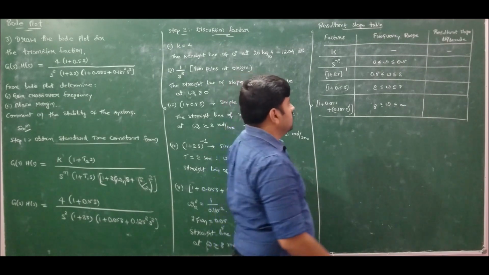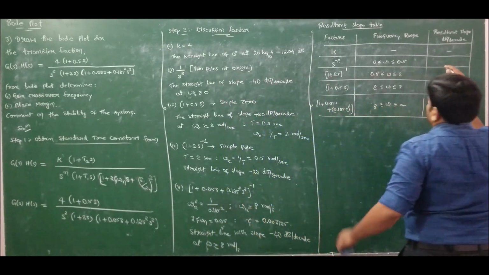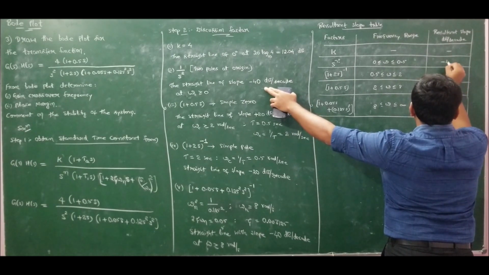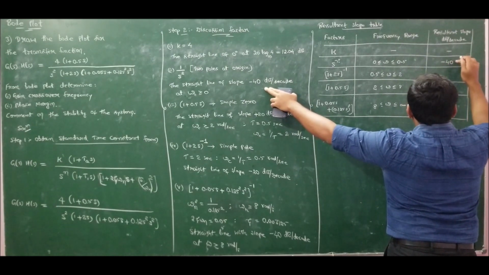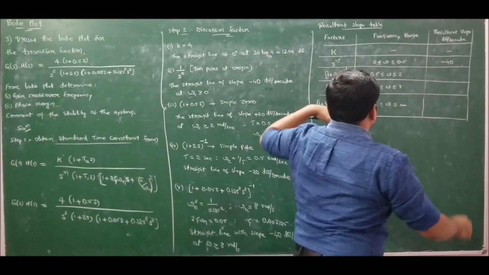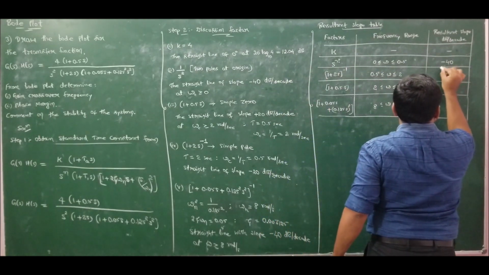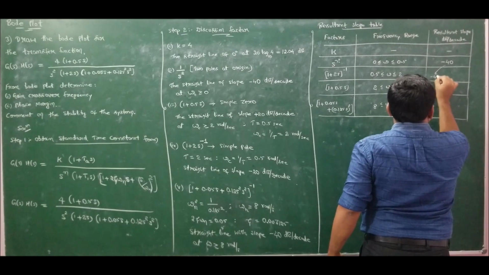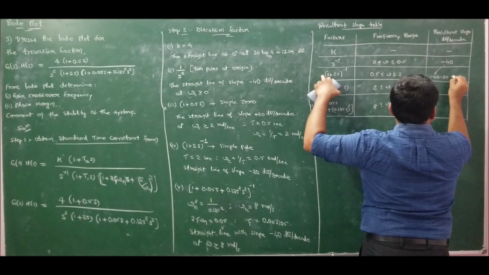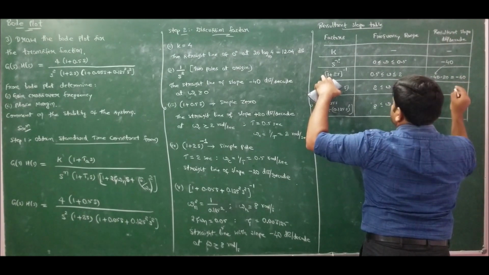Hope you are following. Now what is the contribution of 1 by s square? That is 2 poles at origin. It is minus 40. Since we don't have anything in the previous row, the cumulative value remains the same, minus 40. Now take this minus 40 here. It is minus 40. Contribution will be minus 20. Hence it will be minus 60.